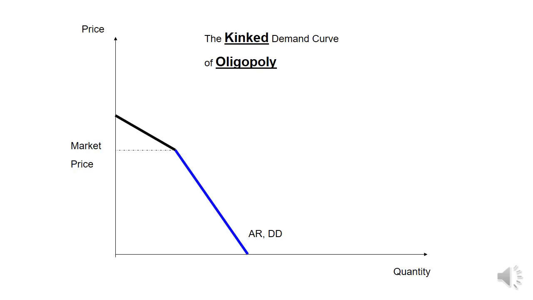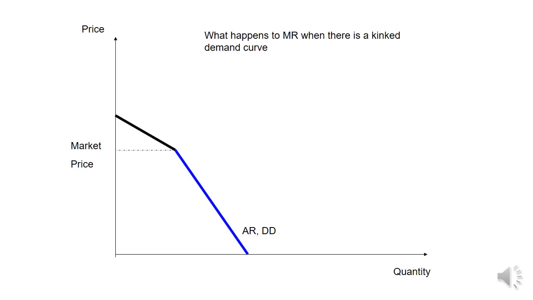So this is the kinked demand curve of oligopoly consisting of two different elasticities. This is also my AR line, my average revenue, which is reflected as a demand curve. It is elastic on top, inelastic at the bottom.